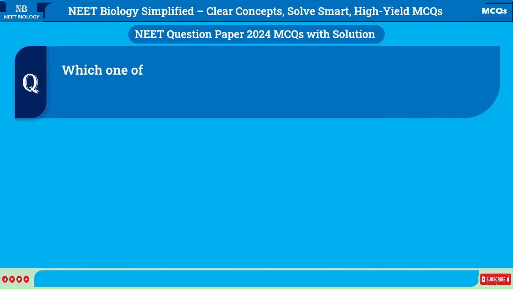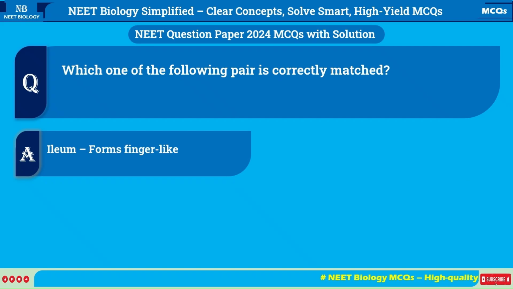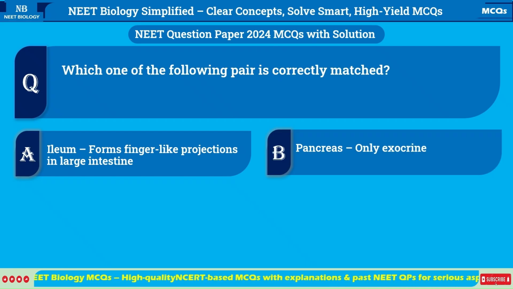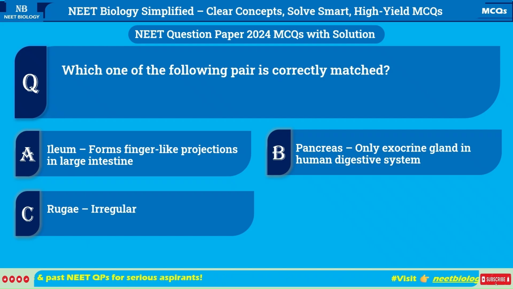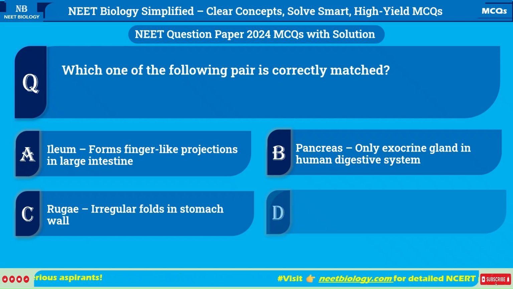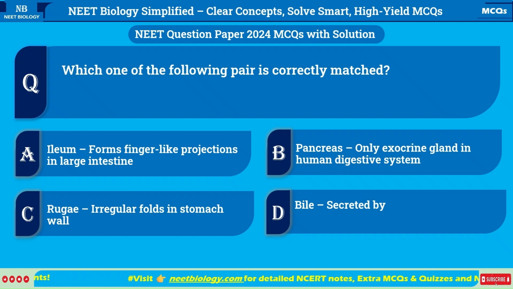Which one of the following pair is correctly matched? A. Ileum forms finger-like projections in large intestine. B. Pancreas, only exocrine gland in human digestive system. C. Rugae, irregular folds in stomach wall. D. Bile secreted by gall bladder.